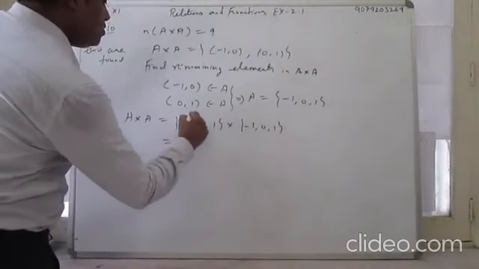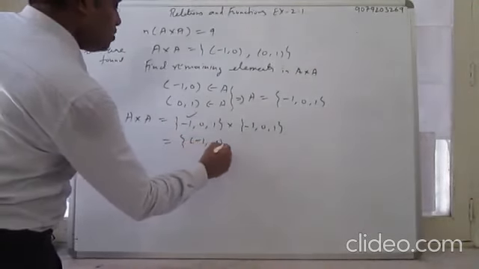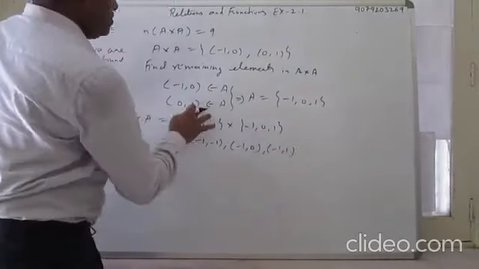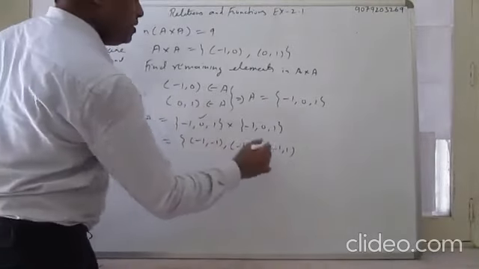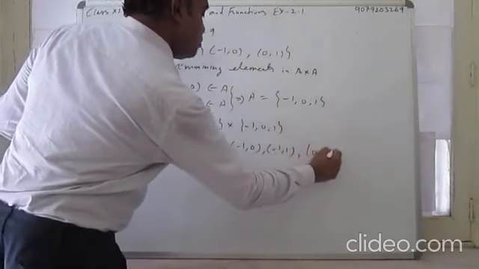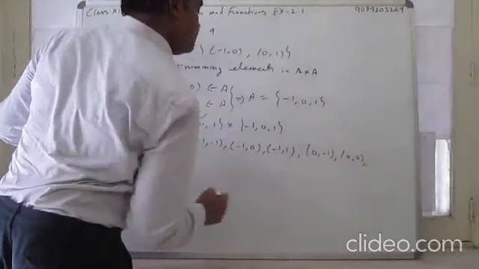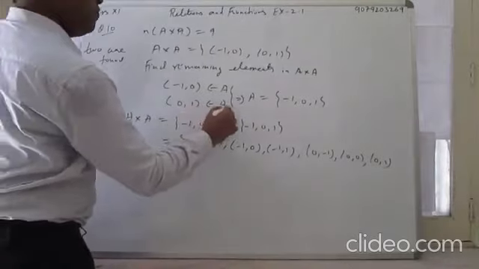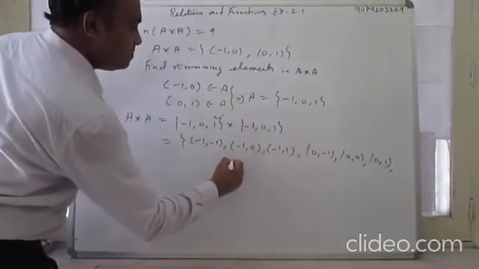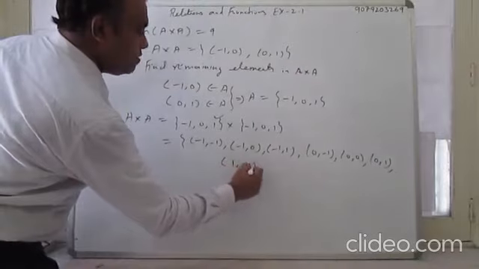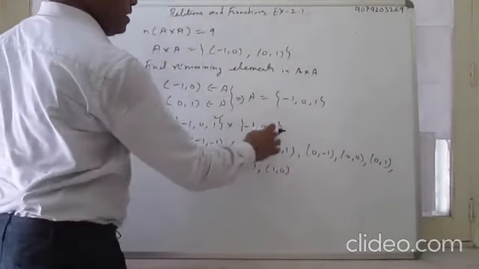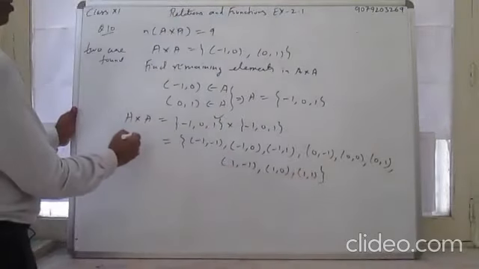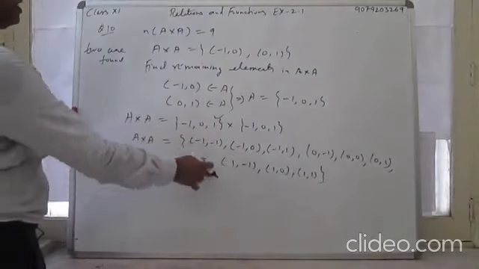See here. We take (-1, -1), (-1, 0), (-1, 1). Now the first element 0: (0, -1), (0, 0) and (0, 1). Now 1: (1, -1), (1, 0) and (1, 1). So this is A cross A.